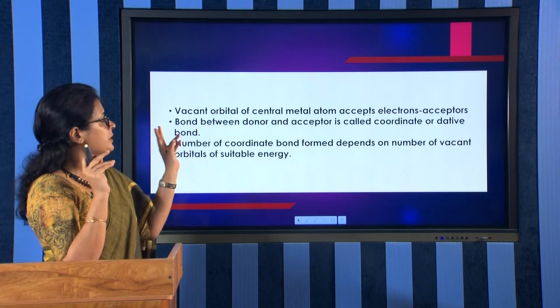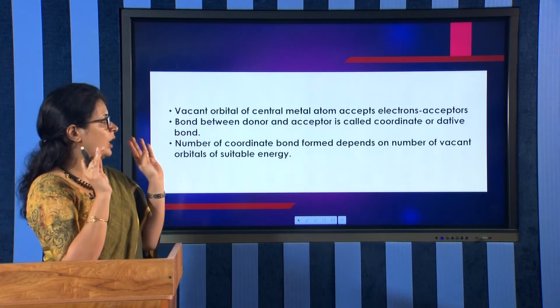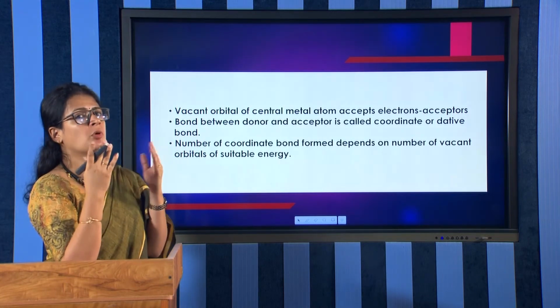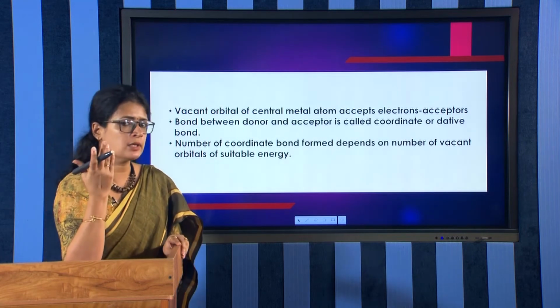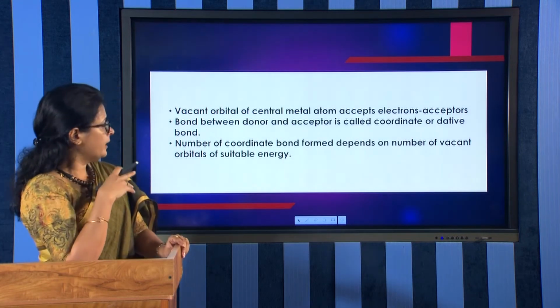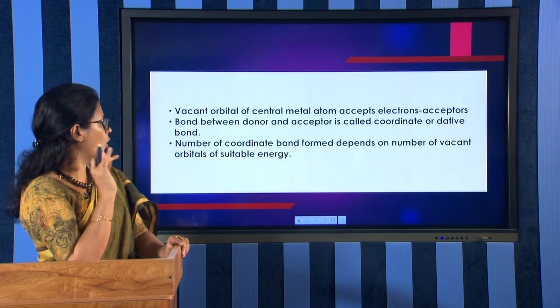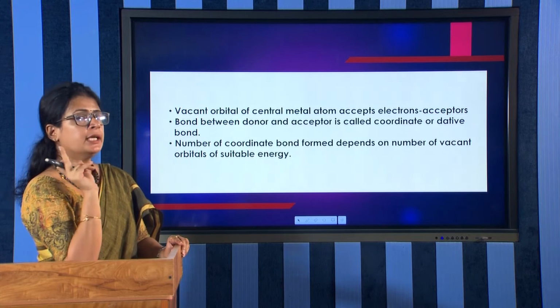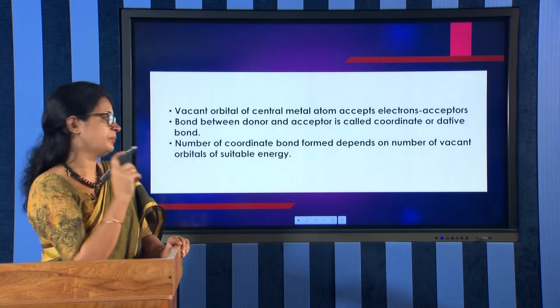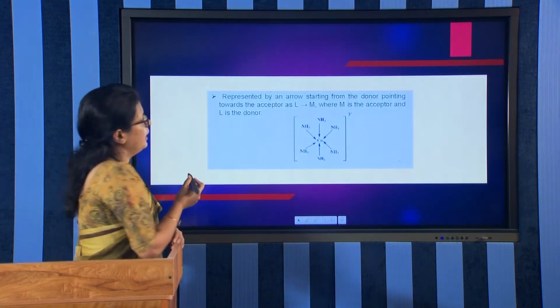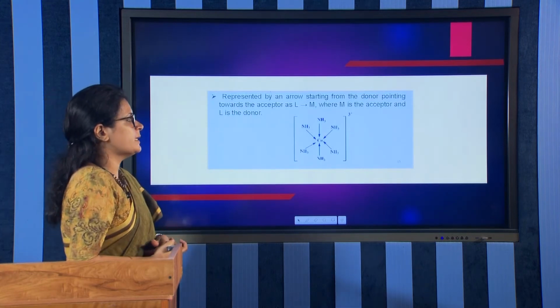So, the bond between donor and acceptor is called the coordinate bond, or dative bond, or otherwise called the semi-polar bond. And the number of coordinate bonds formed depends on the number of vacant orbitals of suitable energy in the central metal atom. And now, it can be represented simply like this.